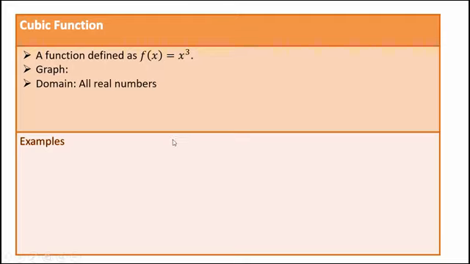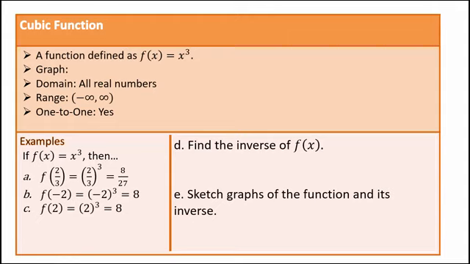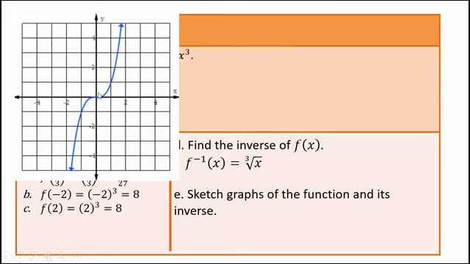So you should have gotten domain to be all real numbers, range to be -infinity to infinity. You should have had that it's 1 to 1. If you plug in some coordinates, you will see what the values are. And so for the inverse function, you just undo the cube, which gives you the cube root. And then here's the graph of the function: 0, 0, 1, 1, 2, 8, -1, -1, -2, -8.